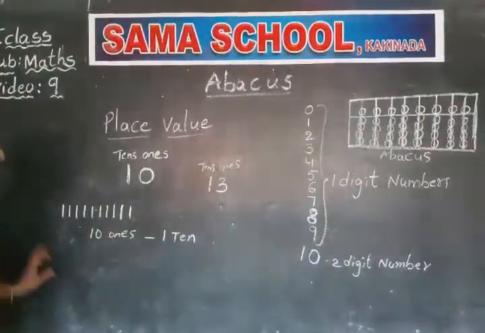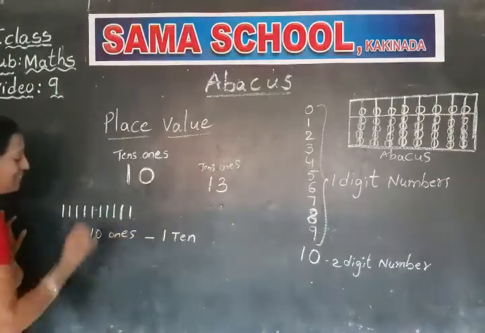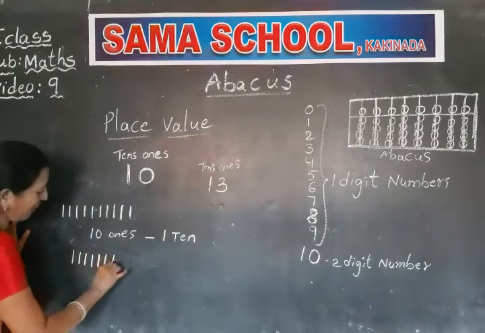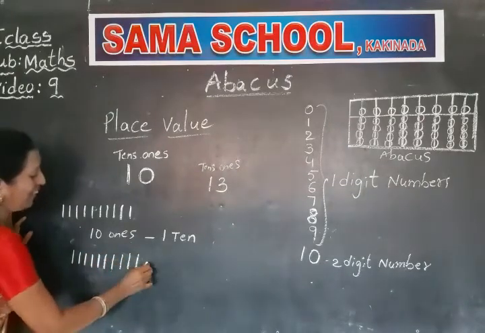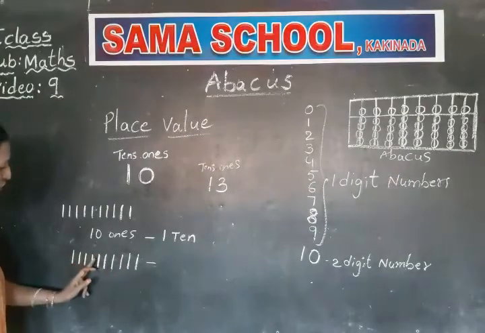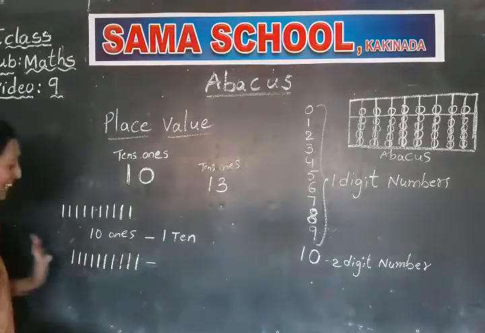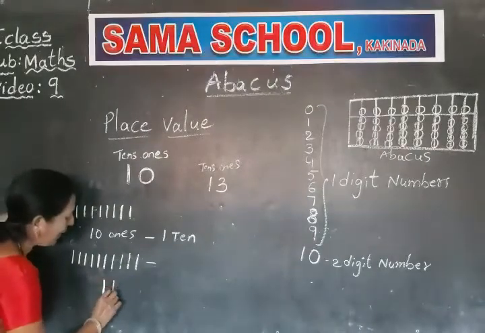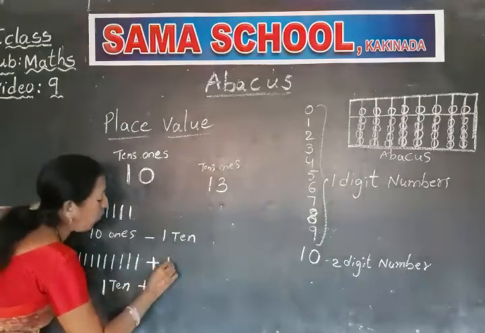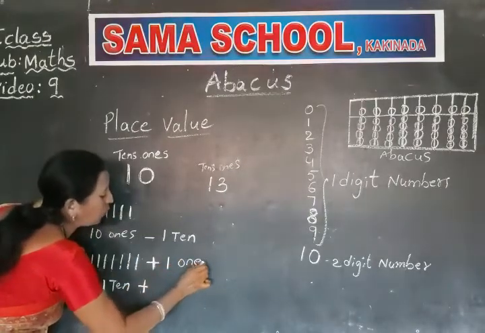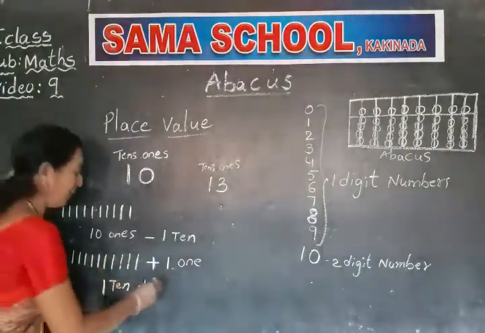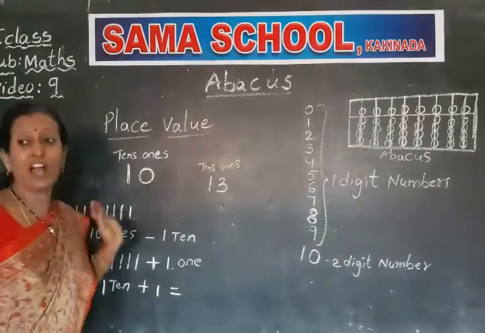Again I will give one ten. Now 1, 2, 3, 4, 5, 6, 7, 8, 9, 10. How many ones are here? 10 ones means one ten. Plus, here I give 1. So 10 plus 1. How much is 10 plus 1?